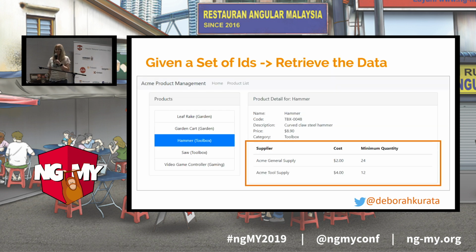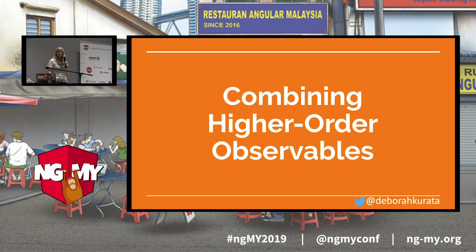All right, so what about this part down here? Okay, every one of our products also comes with product data as a set of IDs of all of its suppliers. So who are we getting this product from that we're reselling? How do we deal with that? Well, what we need to do is combine higher order observables.